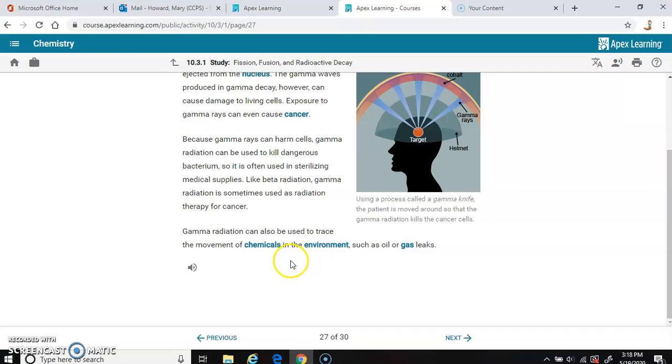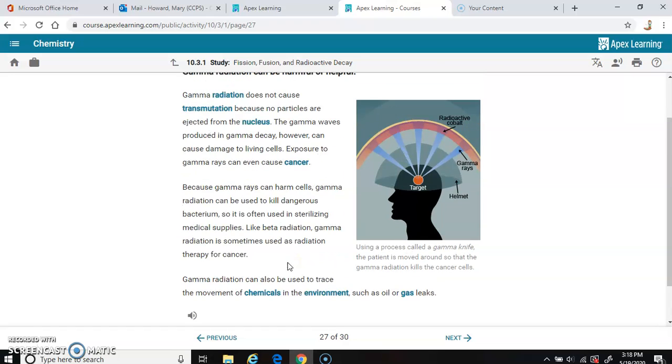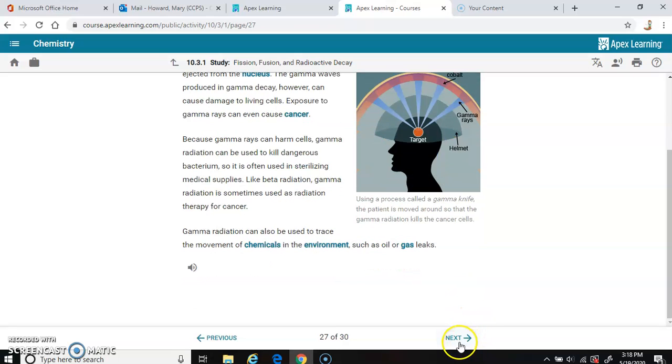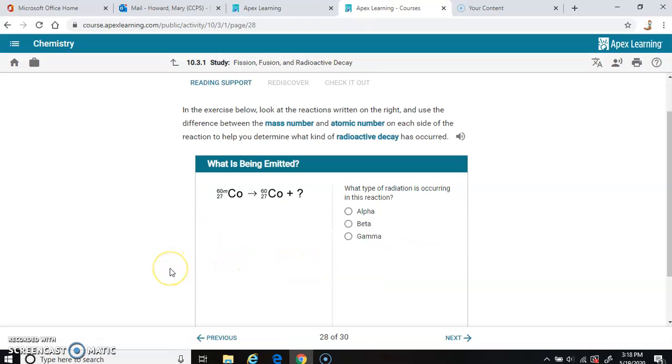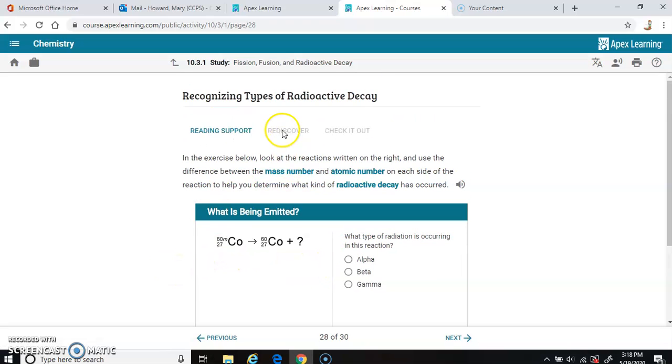And we can also use it to trace chemicals in the environment, such as oil or gas leaks. So, could be helpful. But then again, as with anything, it has some cons as well. So the last little bit on here, we'll review what's going on.